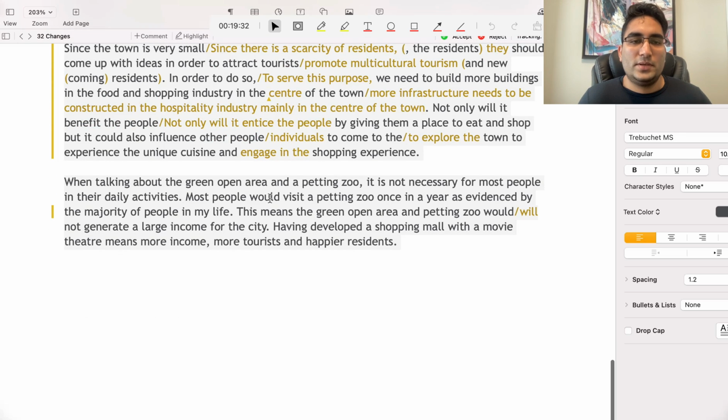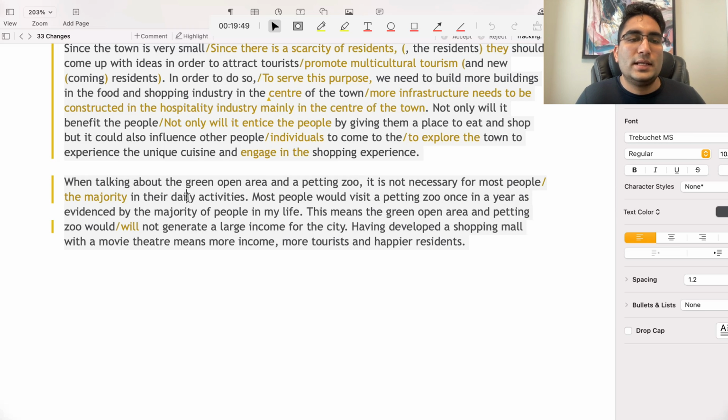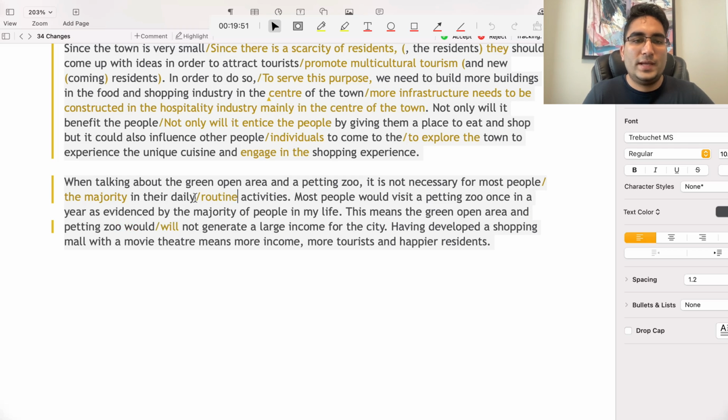When talking about the green open area and a petting zoo, it is not necessary for most people. Let's say for the majority. Okay, for the majority. Well, it doesn't save you words, but it sounds fancy. In their daily activities, let's say routine, fancier.